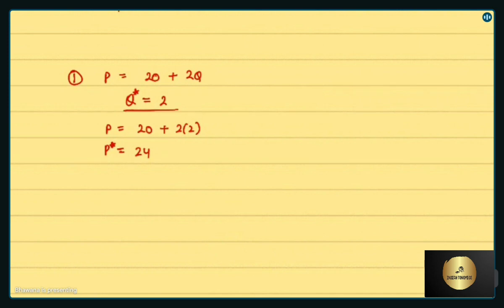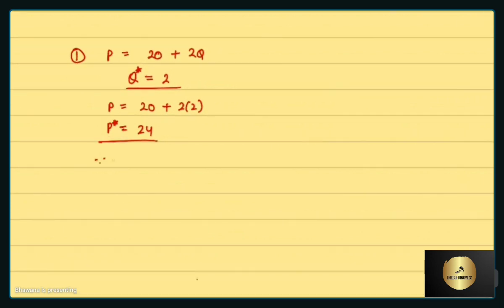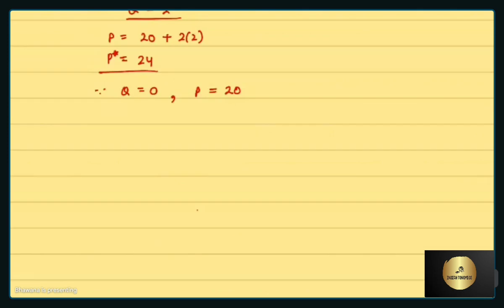So your P star is 24, your Q star is 2, but you also need to find your minimum willingness to sell, that is P. For that, what do you do? Put Q is equal to 0. When your Q is equal to 0, you will get your P, the minimum willingness to sell for the seller. So when you put this Q as 0, you will get P is equal to 20. Okay. So you have this minimum willingness to sell. Or you can say this is a vertical intercept.